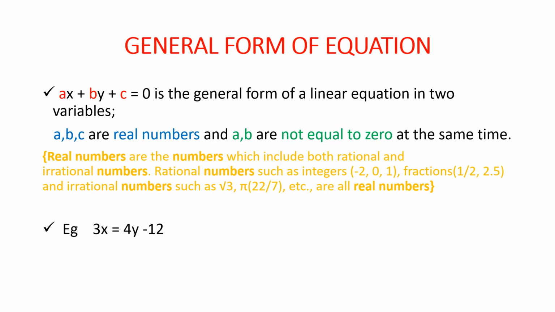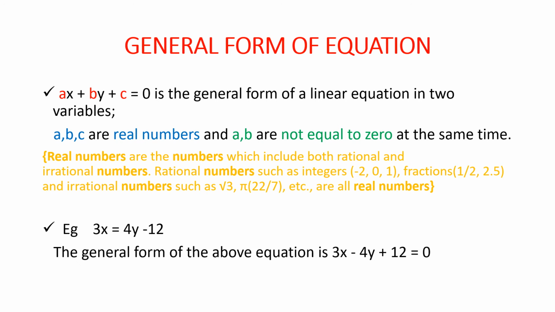So if I arrange this in a general form, how do I write this? I need to write it like this: 3x minus 4y plus 12. I bring all of them to the left side. How do I do that?